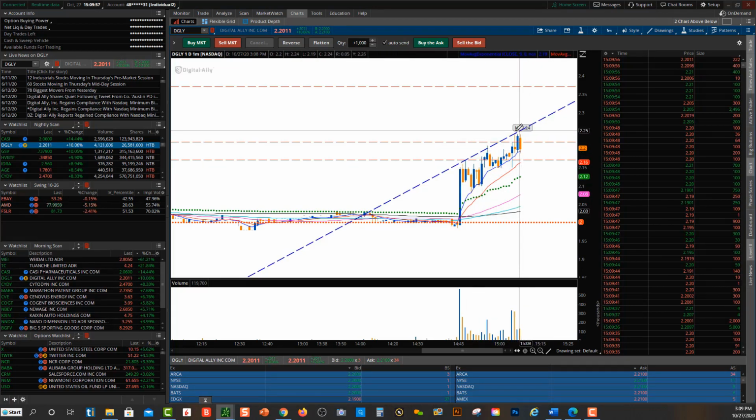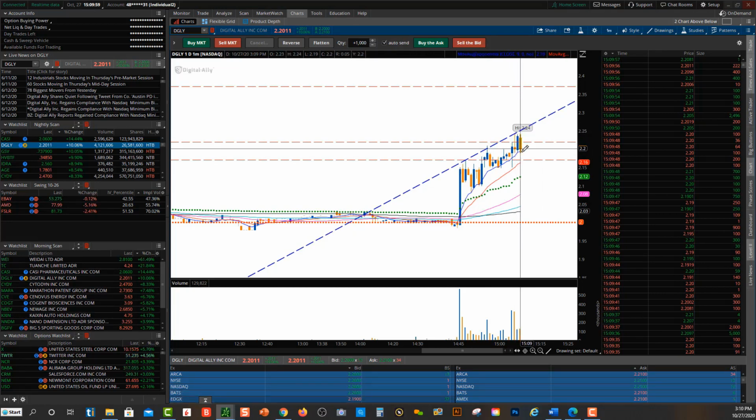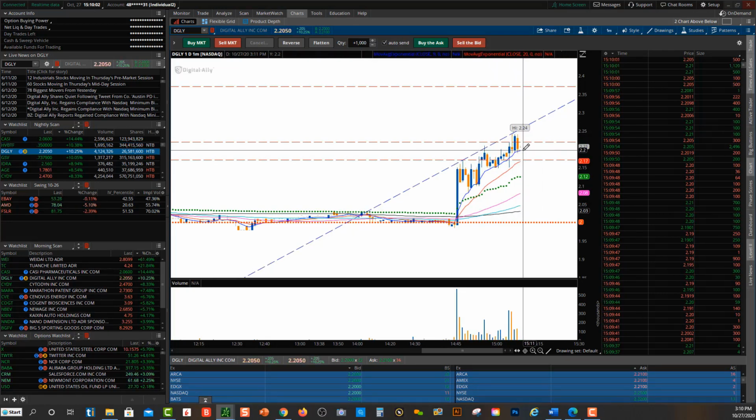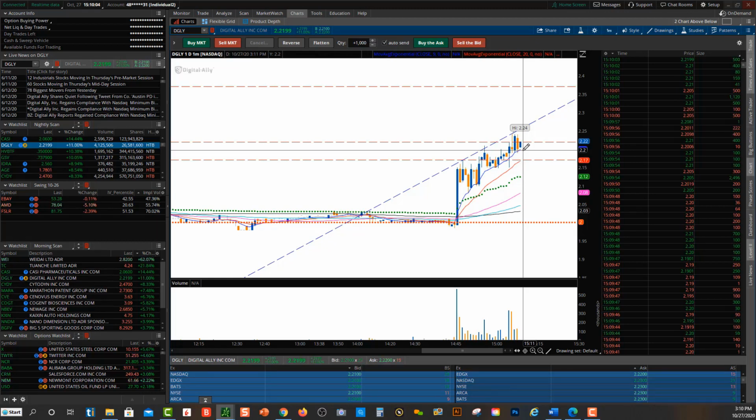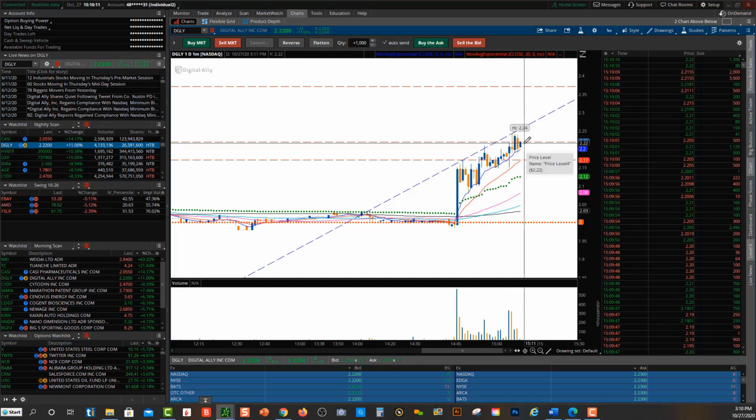Again, I got it at 218. I could have scalped up here at that 224. But let's just show you how this 9 EMA works out right here. Bouncing again, a new candle on a 5-minute. Bouncing right off that 9 EMA, back up to that 222 level. So this is a very important level right here.